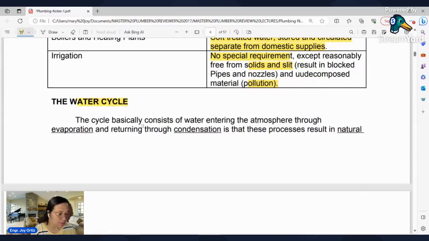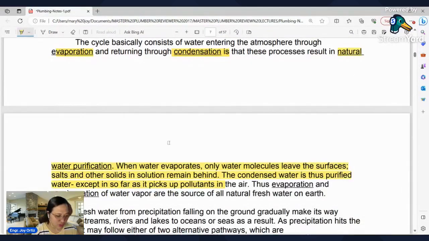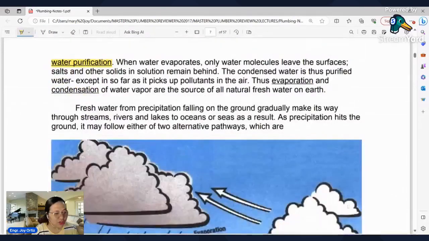Okay. So, the water cycle basically consists of water entering the atmosphere through evaporation, then returning through condensation. This process results in natural water purification. When water evaporates, only the water molecules leave the surface. Salts and other solids in solution remain behind.